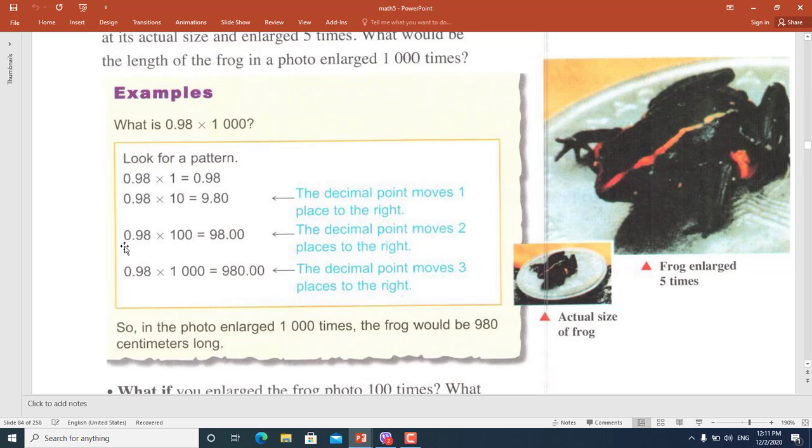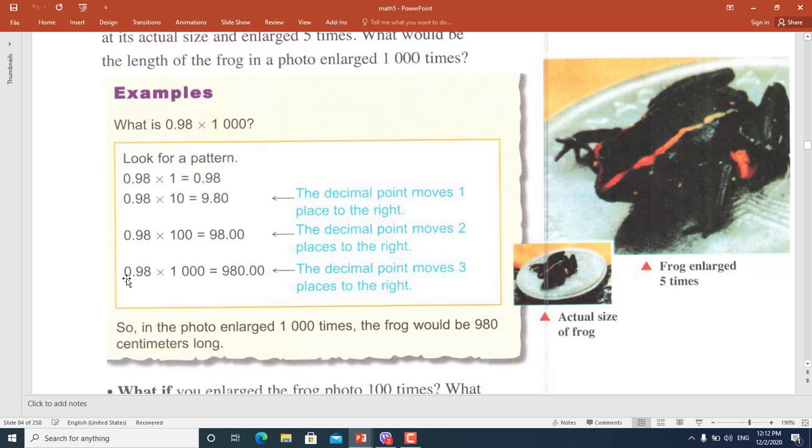And from there we have 0.98 times 100. 100 has two zeros. So we move this decimal point two places to the right. Okay, 1, 2. So we put it after 8. Also after 8, it's not important, you don't have to put it. Okay, and the 0 before 9 we don't write again because a 0 at the start of a whole number doesn't have any value.